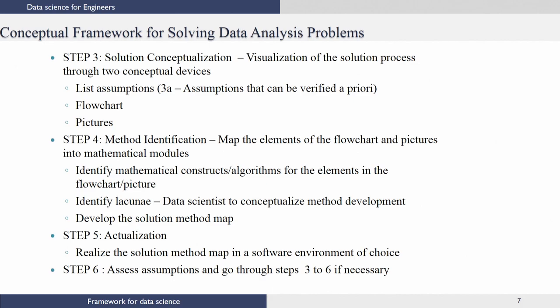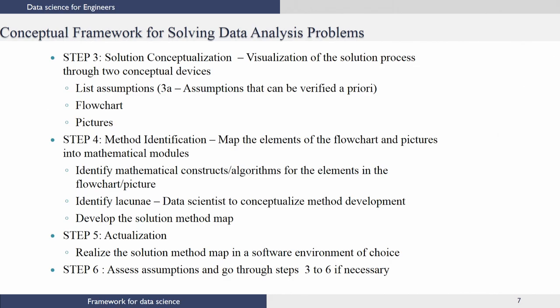So, this is where you then look at solution conceptualization. Again, you have to make assumptions here. You could make assumptions about distributions, about linearity, nonlinearity, the type of nonlinearity and so on.